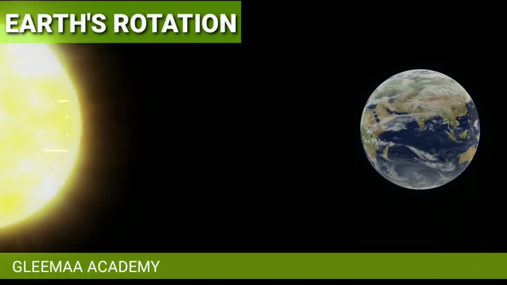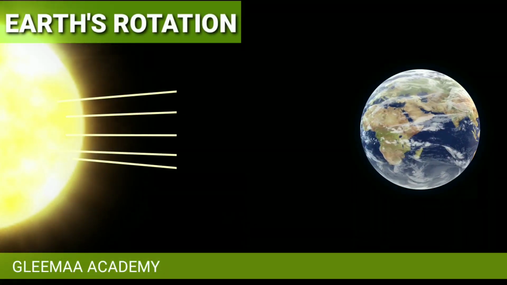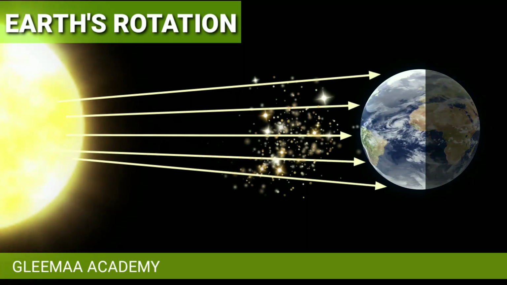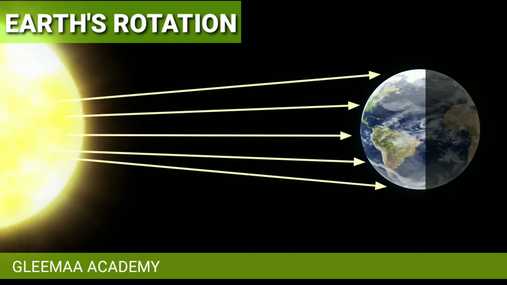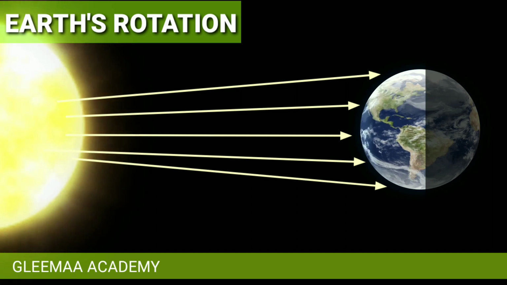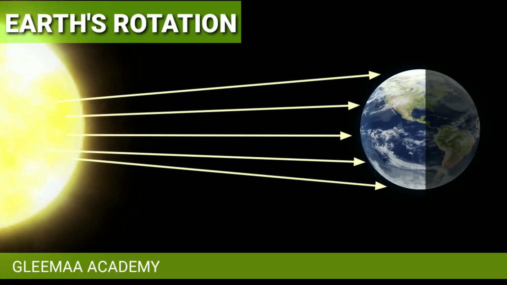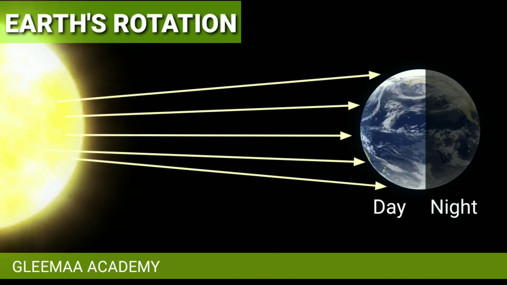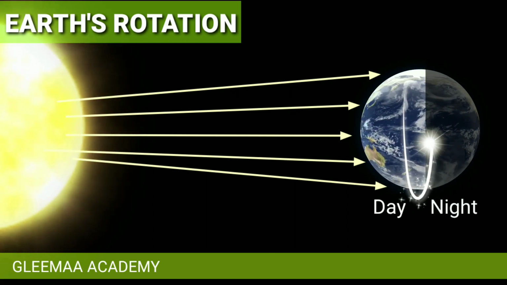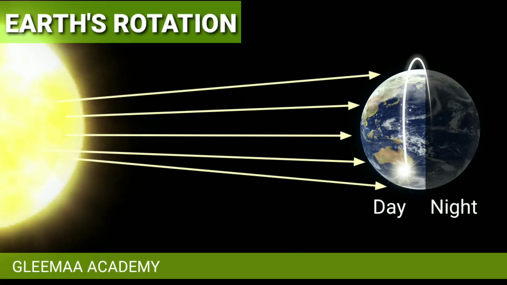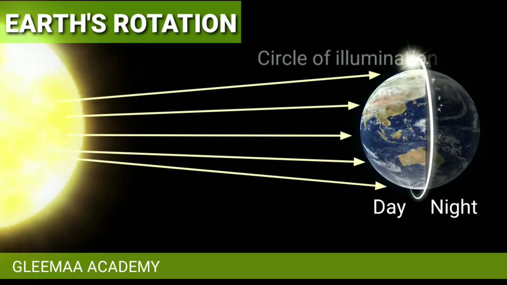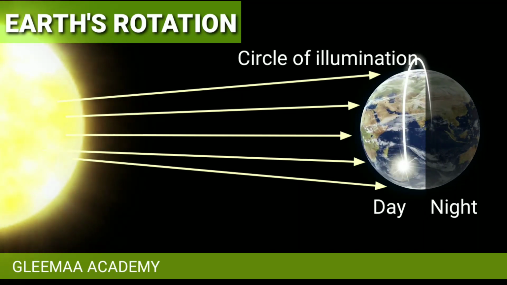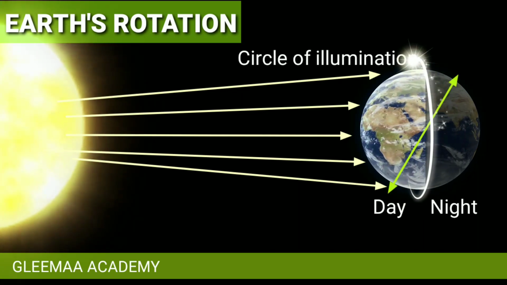Our Earth receives light from the sun, and due to its spherical shape, only half of it gets light from the sun at the same time. The portion facing the sun experiences day, while the other half behind experiences night. And the circle that divides day and night on the globe is called the circle of illumination. This circle does not coincide with the axis.